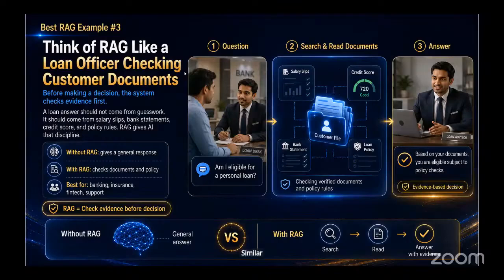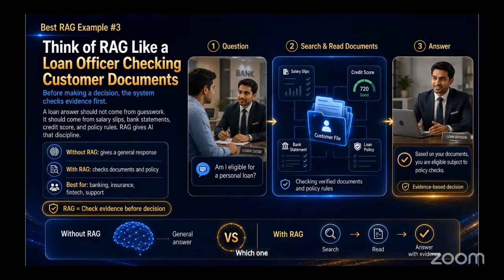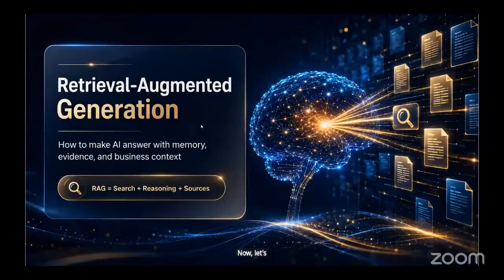Similarly, what does RAG do? RAG converts AI from a guess machine to a decision support assistant. Now, after seeing so many examples, tell me which one is best, which one should be learned, which one is really important, LLM or RAG? RAG is really important. Now, let's understand what RAG is.